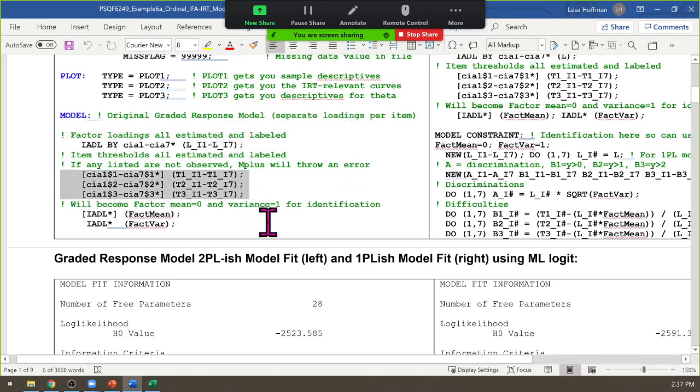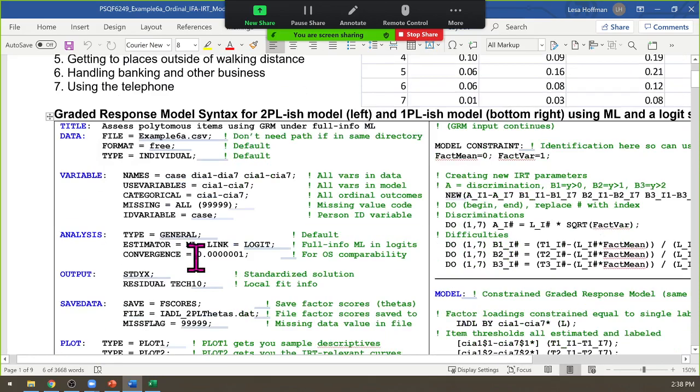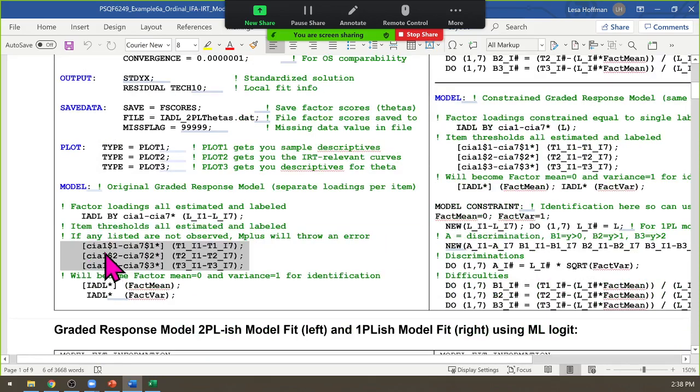These are my thresholds. So I have $1, $2, $3. Those correspond to the binary submodels. So given my item responses, 0, 1, 2, 3, $1 gives me the threshold of going from 0 versus 1, 2, 3. $2 is 0, 1 versus 2, 3. And $3 is 0, 1, 2 versus 3. And each item has one of these thresholds for each of its binary submodels.